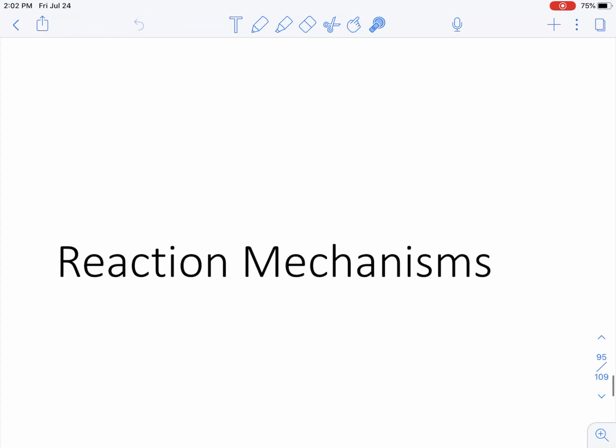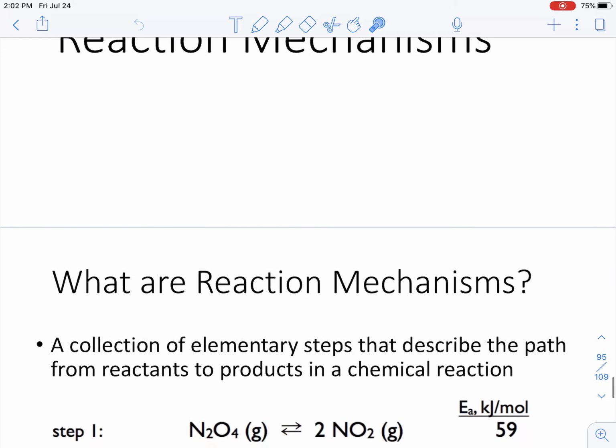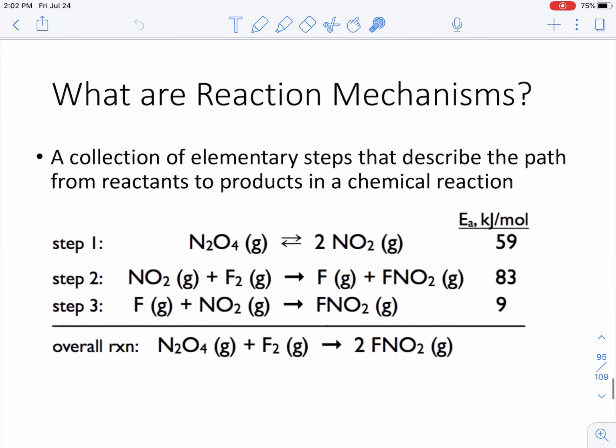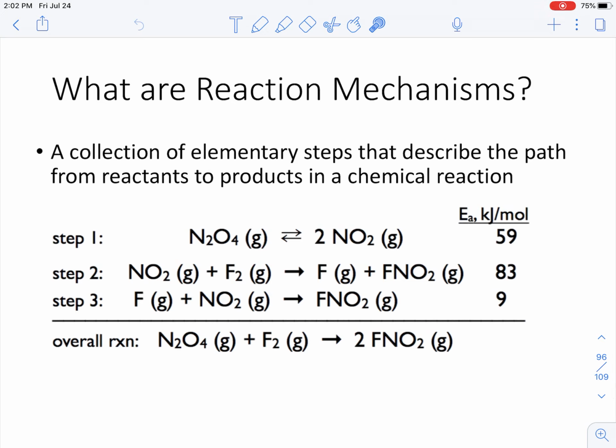Now, when you guys were studying chemical reactions in first semester of general chemistry, you may have developed an idea that when two or more reactant particles come together, such as these two reactant particles, a chemical reaction will take place that will automatically produce the product in one step.